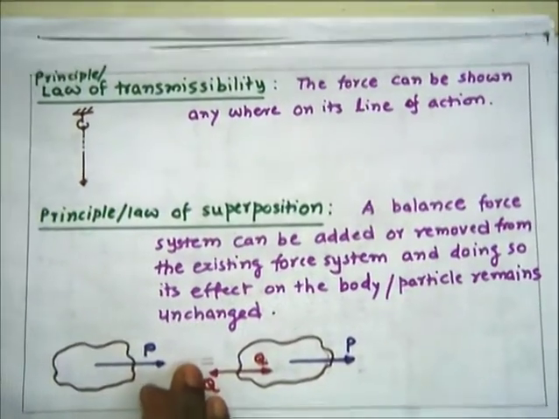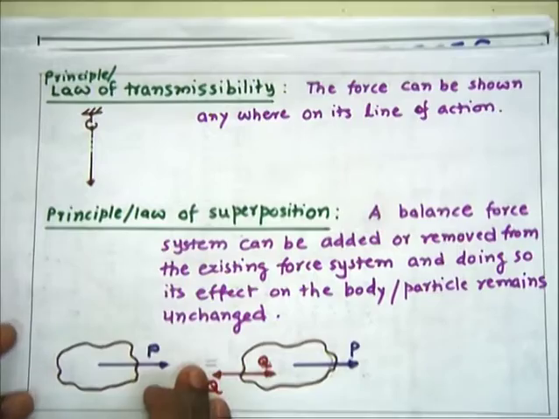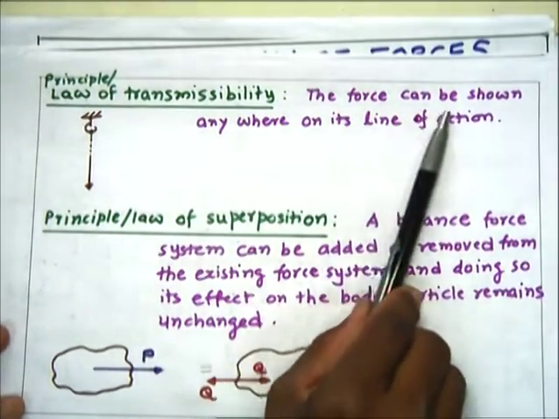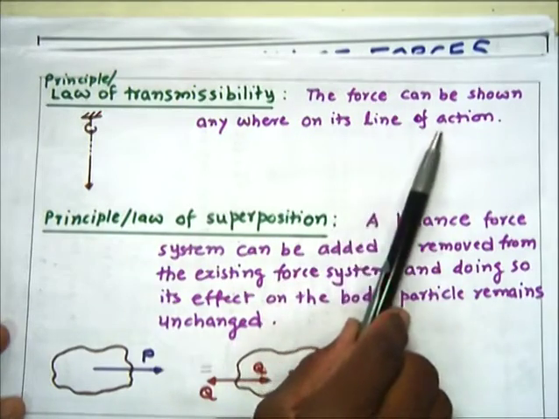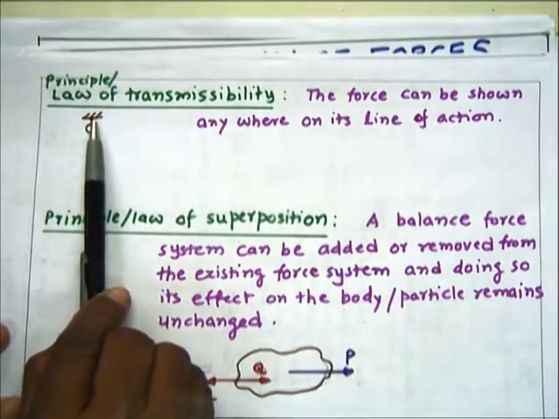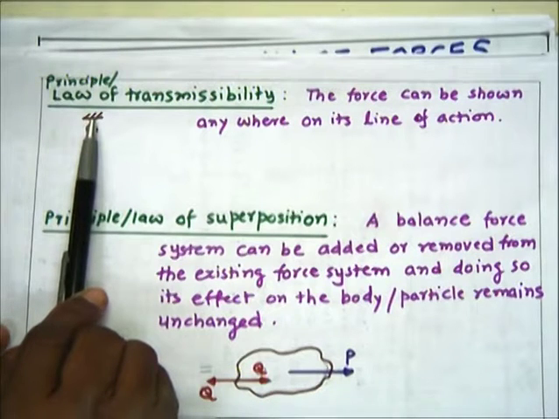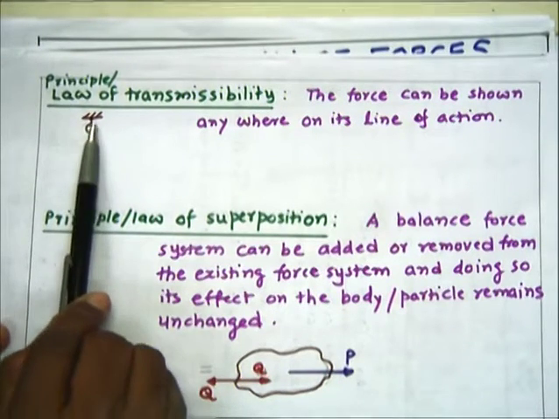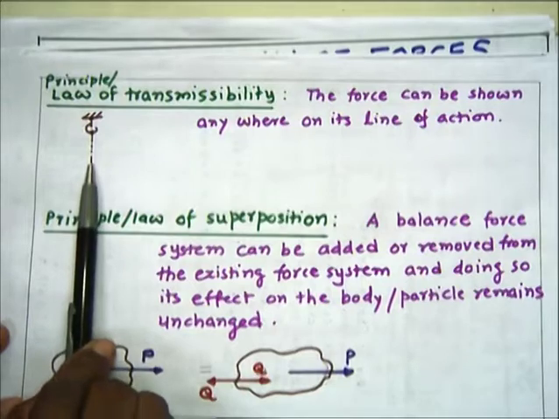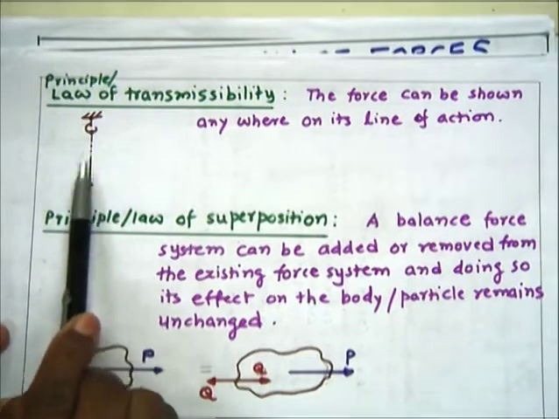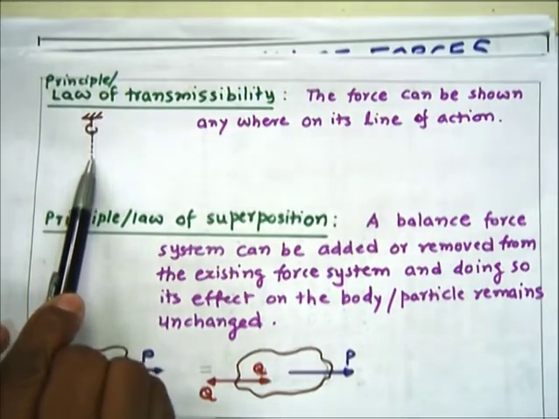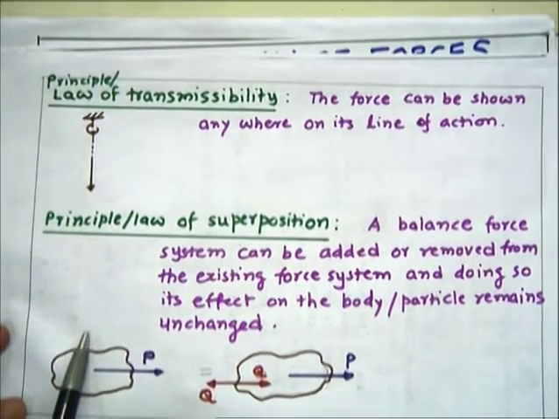Then we discuss the principle or law of transmissibility. The law of transmissibility says that a force can be shown anywhere on its line of action. That is, say on this hook, we can apply the force directly through this point in this line, or we can show that force in the same line here also. So a force can be shown anywhere on its line of action. Anywhere, it can be shown on this line. So that is known as the line of action of a force.